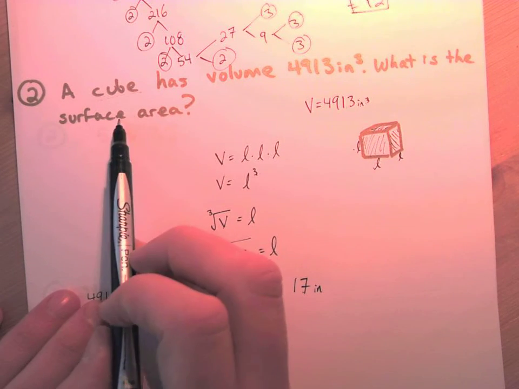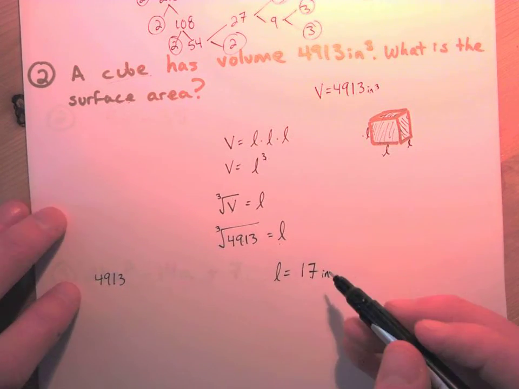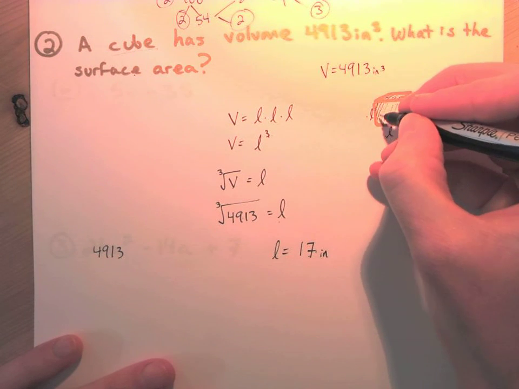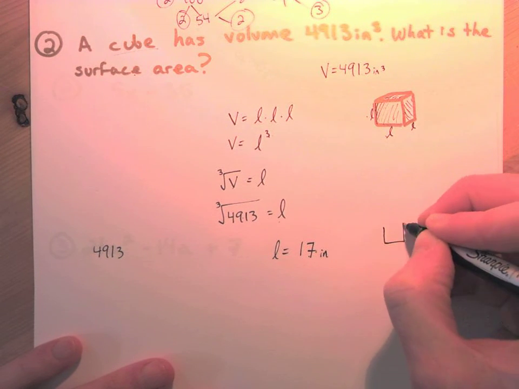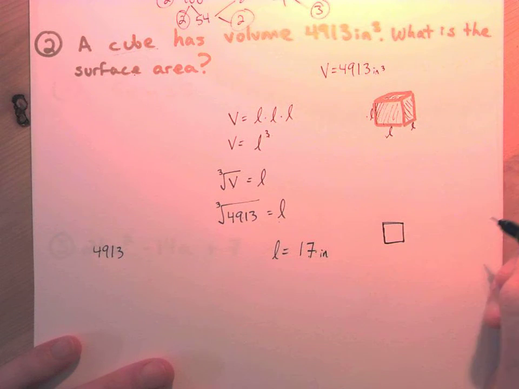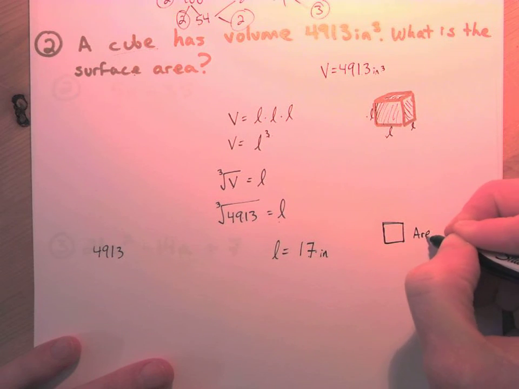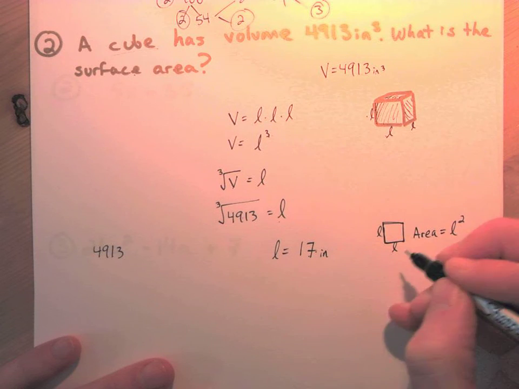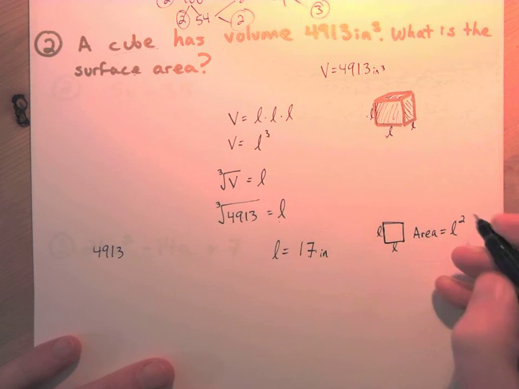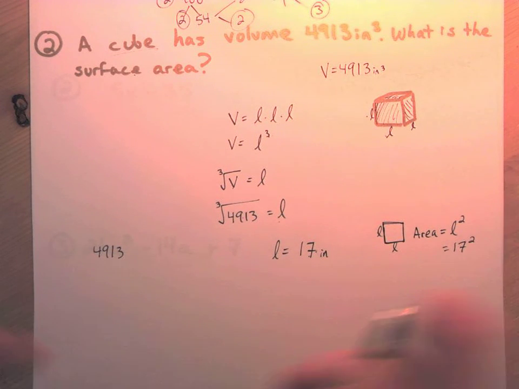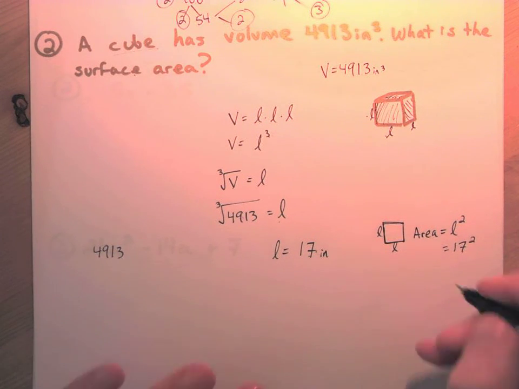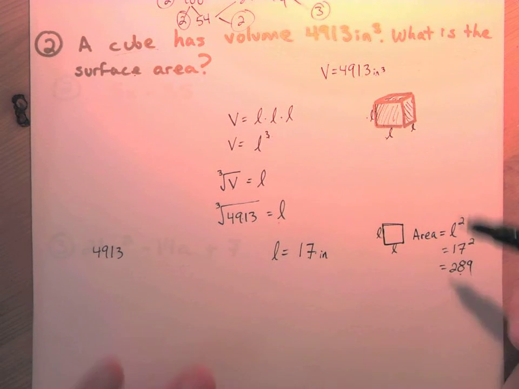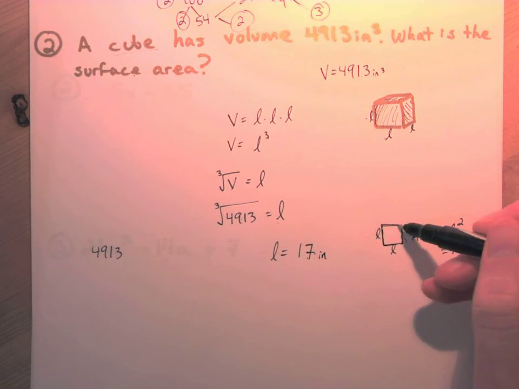Now it says, what is the surface area? I just found the side length. I didn't find a surface area. So how do we do that? Let's find the area of one square, just one face of that cube. What's the area? It's length squared, length times length. Our length is 17, so it's 17 times 17, 17 squared. We can type in our calculator 17 times 17, and we get 289. So our surface area is not 289, but our surface area of one face is 289.